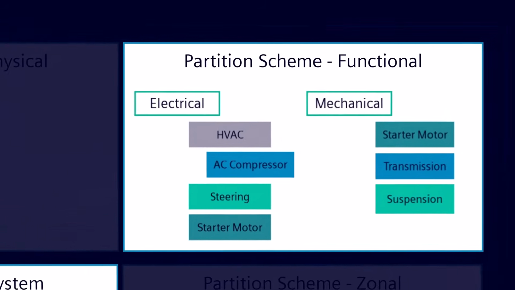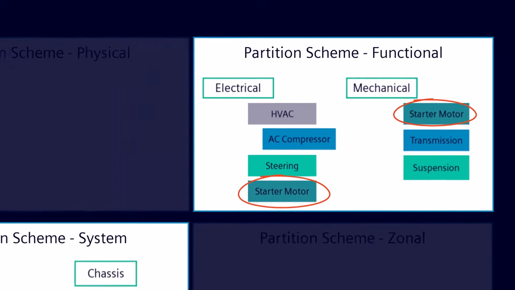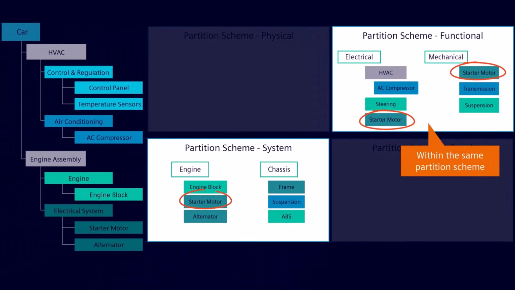You can include a part in different partitions within the same scheme and across different partition schemes. For example, in the functional partition scheme, the part starter motor can belong to both electrical and mechanical partitions. Starter motor can also be a part of the engine partition within the system partition scheme.